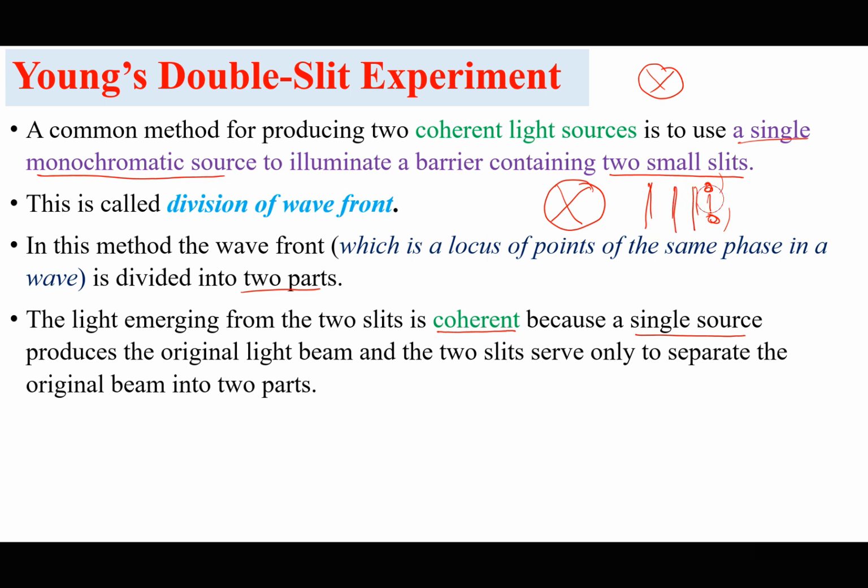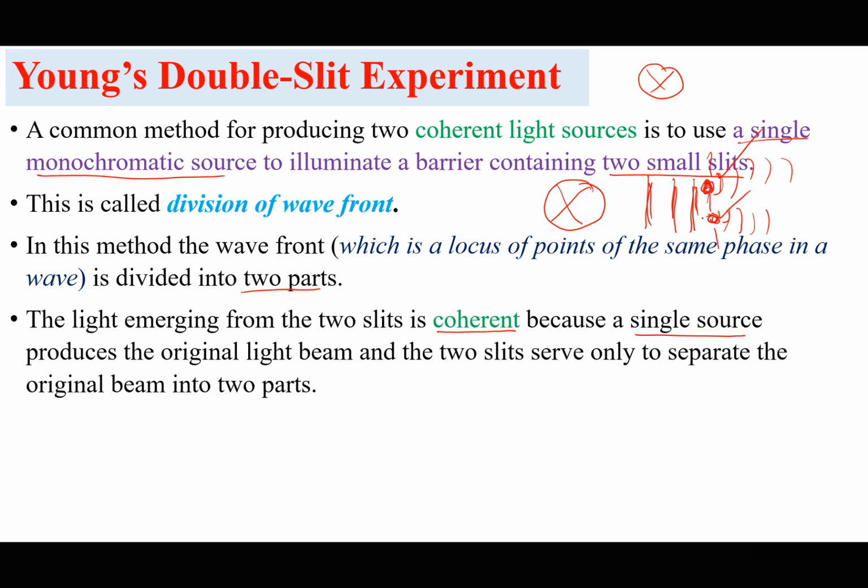But here we have a barrier with two slits. As this light passes through these slits, the wavefronts are being divided into two. This is called the method of division of wavefronts. This is going to be like a source of light, and this is also going to be like a source of light.